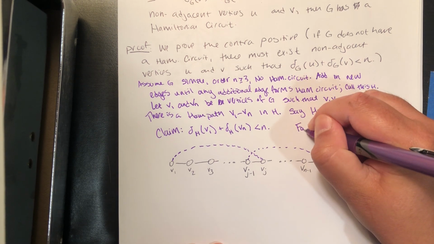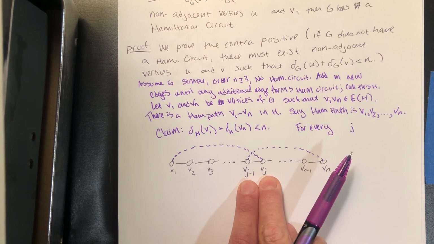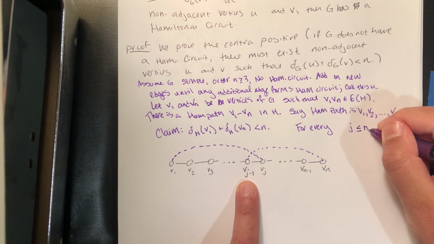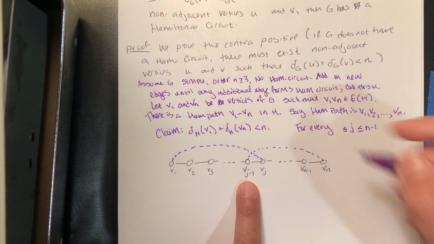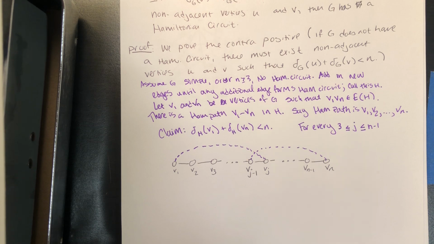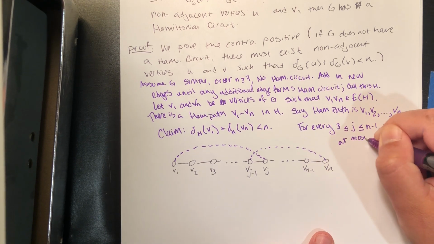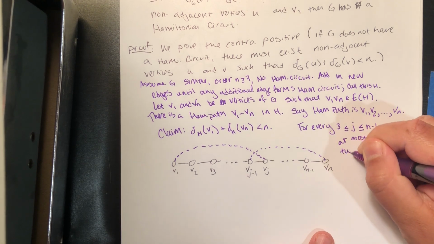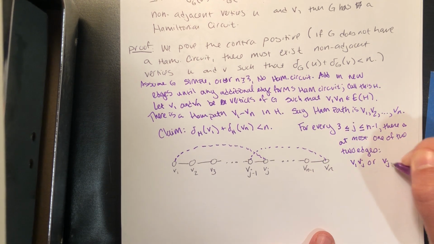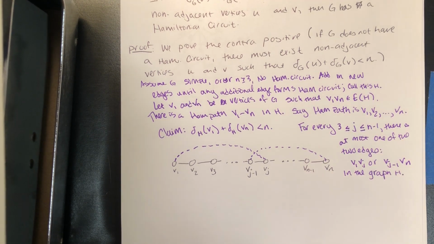So what I'm saying here is that for every j where Vj minus 1 and Vj are interior adjacent vertices of this path, so for every j between n minus 1 and 3, so that we start with V3, V2, for every pair of vertices of this form, there is at most one of the two edges, either V1 Vj or Vj minus 1 Vn in the graph H. Maybe there's neither, but there can't be both.